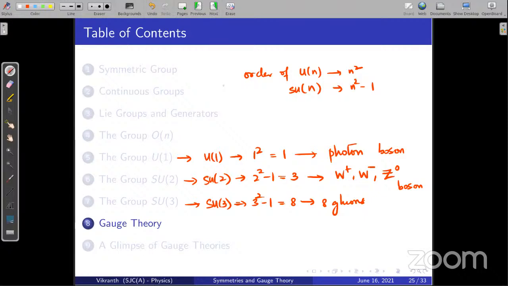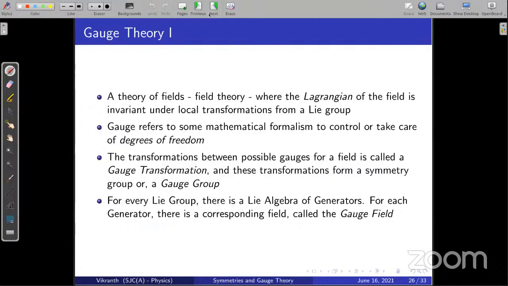Where does that gauge even come in from? That's what we're going to look at next. And I'm assuming I still have around 10 minutes left, so yes, we can cover this. All right. So what's a gauge theory? You already heard the word gauge several times, right? You're already familiar with the word gauge.